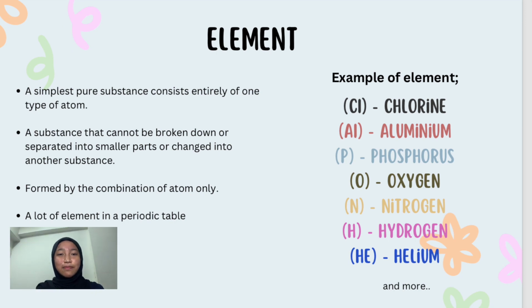And this is the example of element. For example, Cl is chlorine, Al is aluminium, P is phosphorus, O is oxygen, N is nitrogen, H is hydrogen, He is helium, and there are more elements in the periodic table.